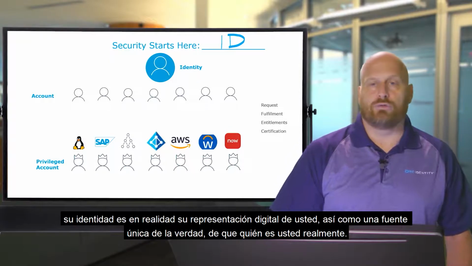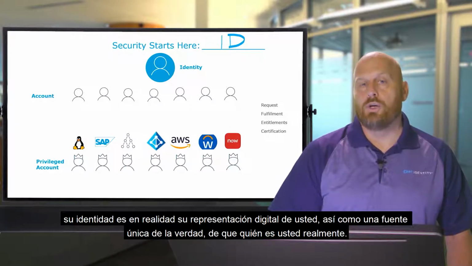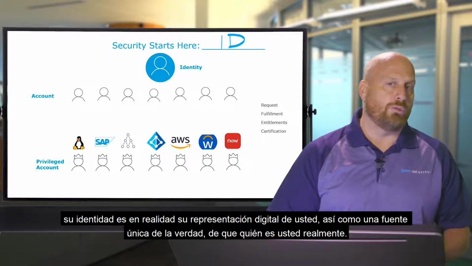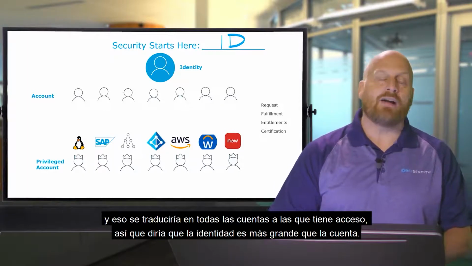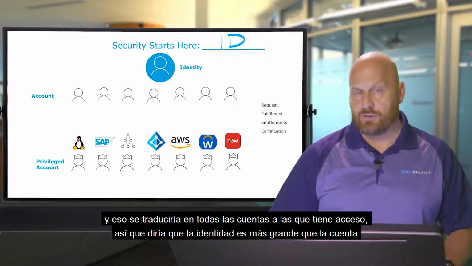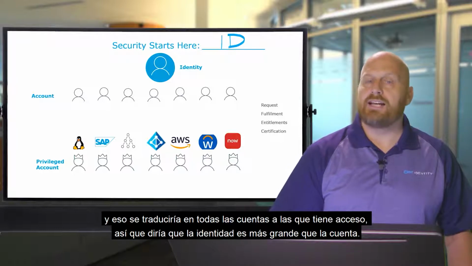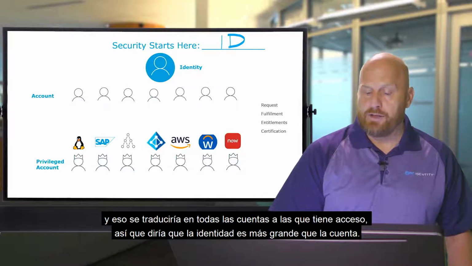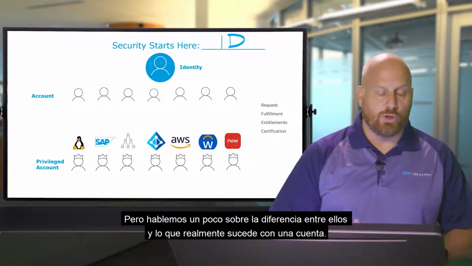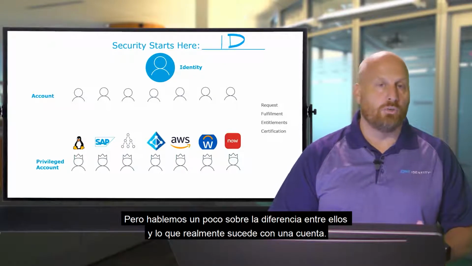Your identity is actually your digital representation of you. So a single source of the truth that would be who you are, and then that would translate into all the various accounts that you have access to. So I'd say identity is bigger than account. But let's talk a little bit about the difference between those and what actually happens with an account.